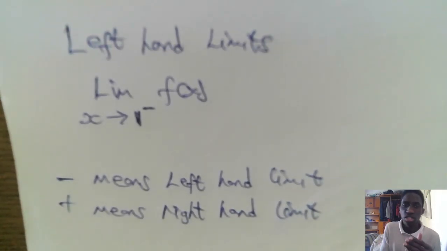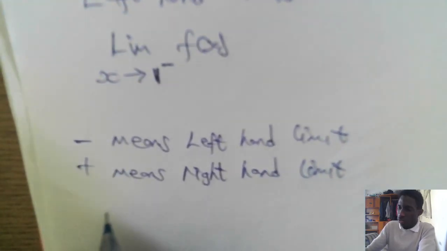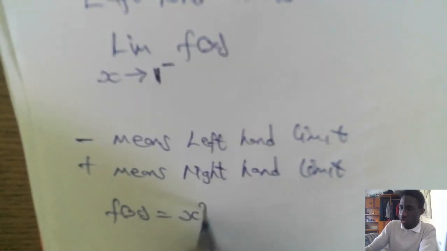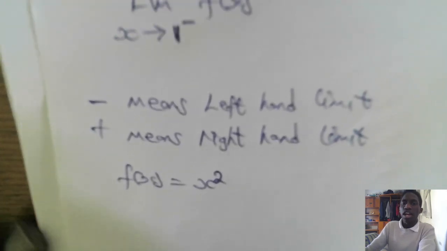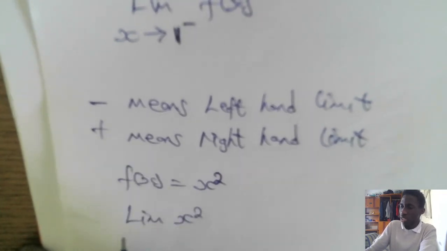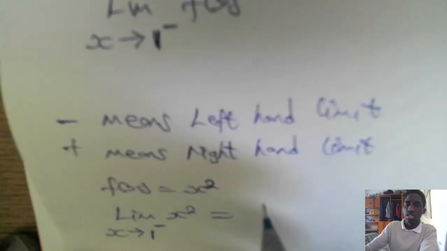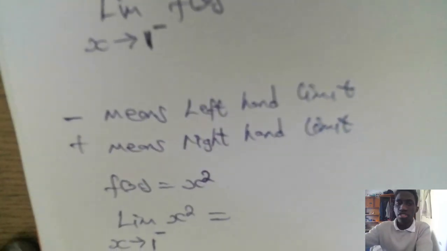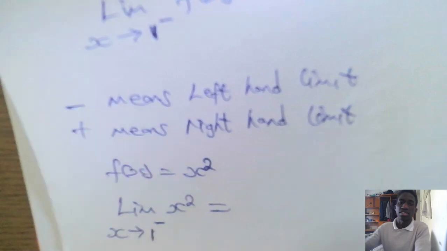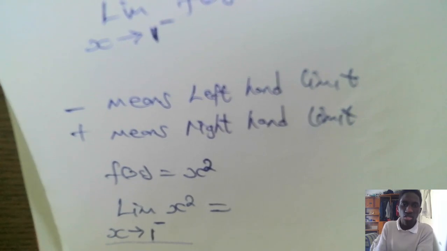Now let's have a picture. Let's visualize this using a graph. Let's look at the function x squared, right? f of x is equal to x squared. If I ask you for the limit of this function x squared as x approaches 1 from the left, what will the answer be? I'm going to show you how you can solve something like this in this video. But let's have a picture of what we mean by left hand limit using a graph.